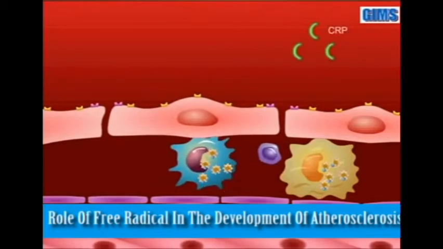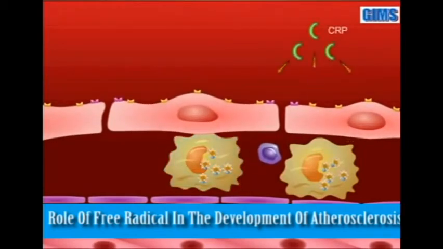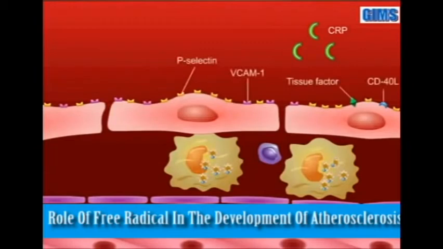Endothelial cells express adhesion molecules such as VCAM1 and P-selectin as well as tissue factor and CD40 ligand. CRP is produced by the liver in response to IL-6. IL-6 plays an important role in inflammation and activation of adhesion molecules. Thus, the inflammatory process is established.